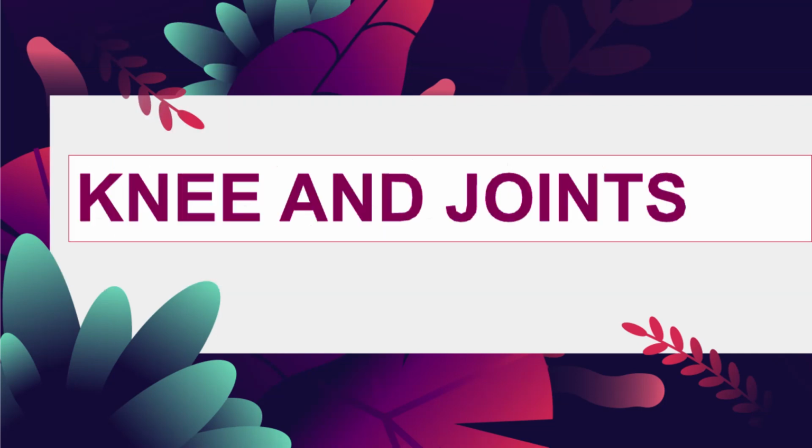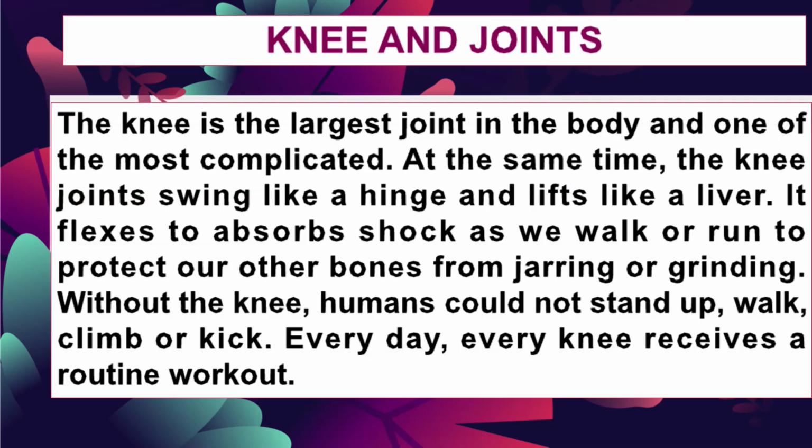Knee and joints. The knee is the largest joint in the body and one of the most complicated. At the same time, the knee joint swings like a hinge and lifts like a lever. It flexes to absorb shock as we walk or run to protect our other bones from jarring or grinding. Without the knee, humans could not stand up, walk, climb or kick.